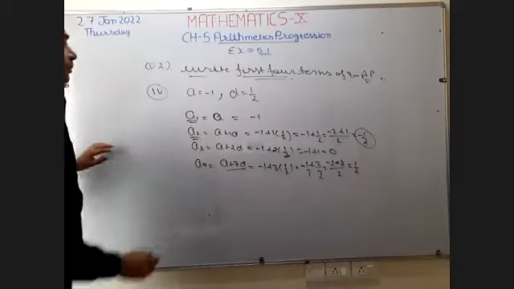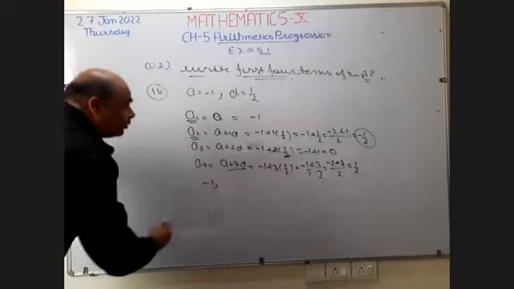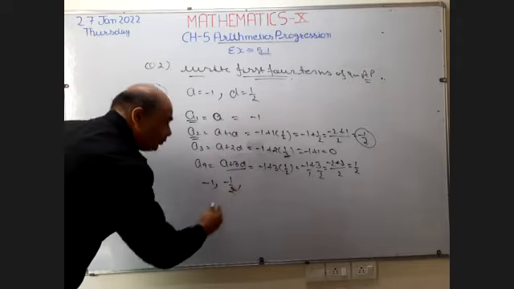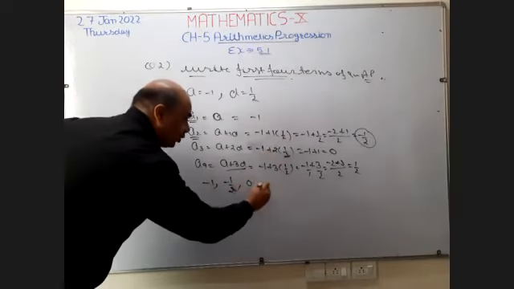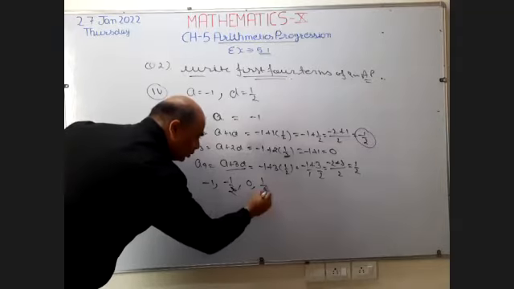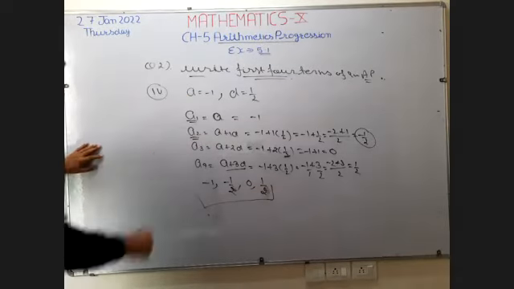So now the 4 terms of the AP become: first term is -1, second term is -1/2, third term is 0, and fourth term is 1/2. So these are the 4 terms of the given question.